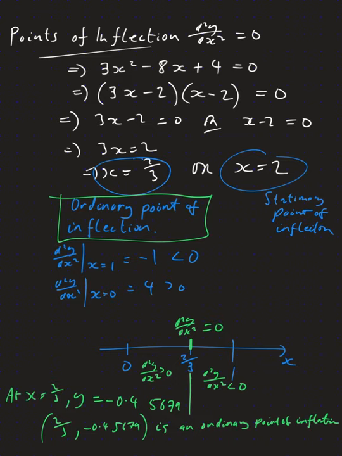And now we've dealt with all the points where the first or second derivative are 0, so that's all of the stationary points, maxima, local minima, and all of the points of inflection where the second derivative is 0. That is about as hard a question like that as they get.